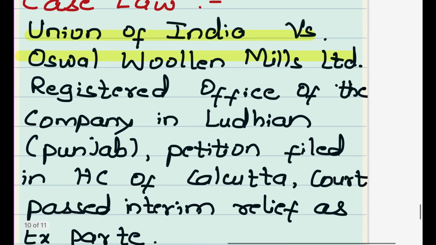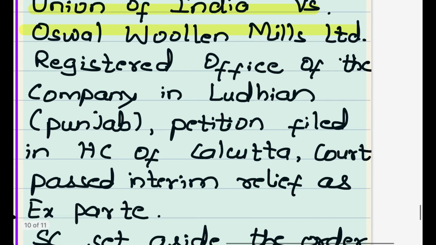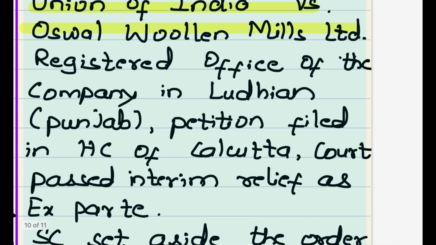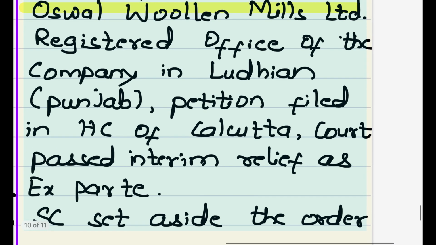Case law: Union of India versus Oswal Woolen Mills Limited. The registered office of the company is in Ludhiana, Punjab. The petition was filed in the High Court of Calcutta. The court passed an interim relief order ex parte. The Supreme Court has set aside the order. So the defendant's residential address was in Punjab, but the petitioner filed the petition in the High Court of Calcutta. That's why the Supreme Court set aside the order.